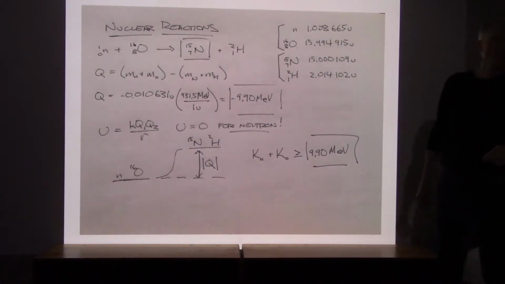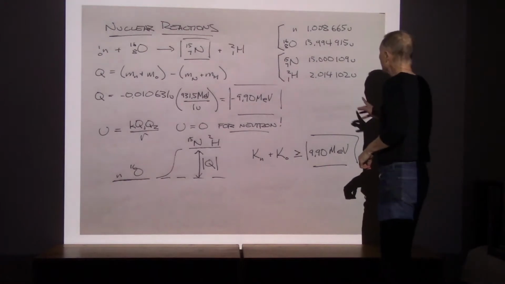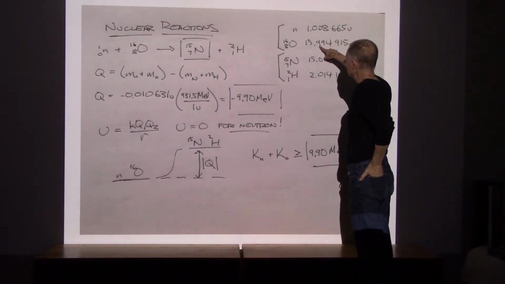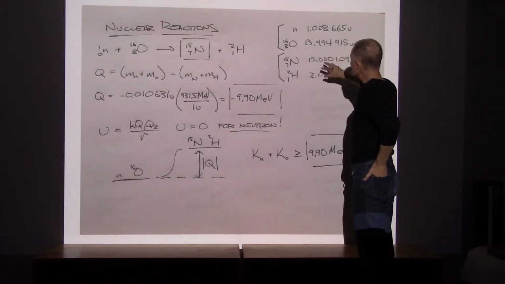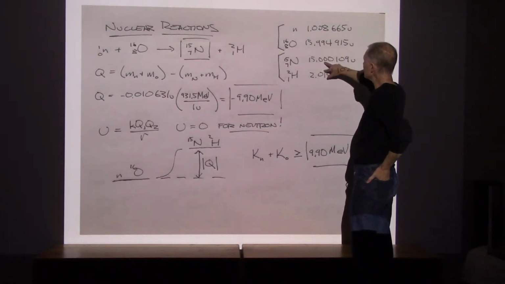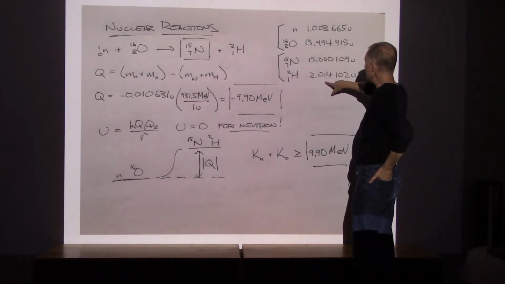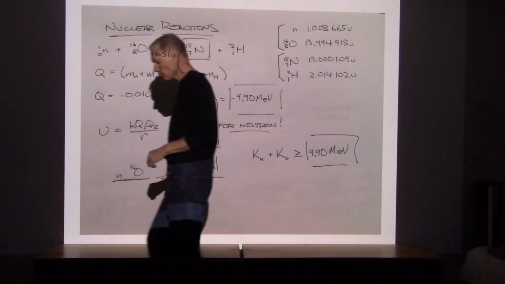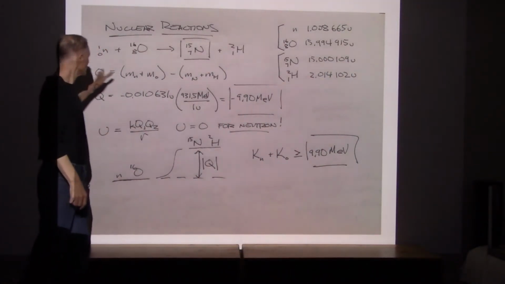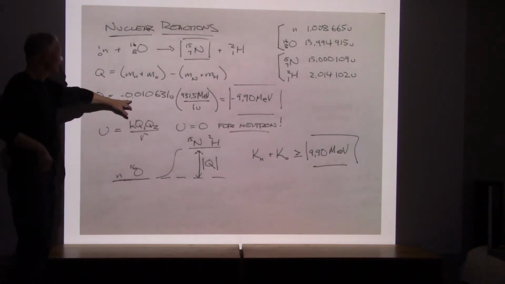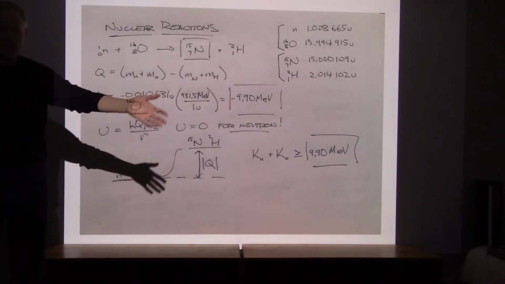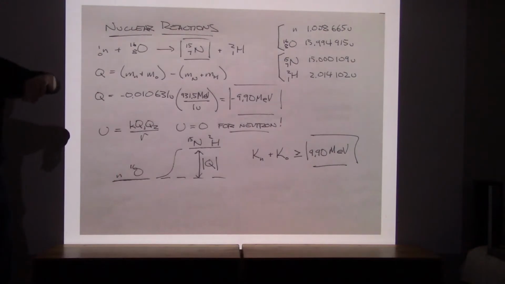So the Q value for this is going to be taking the mass of the nitrogen plus the mass of the oxygen, combining those together, and then subtracting off the mass of the nitrogen-15 and the hydrogen-2. Now when I put these masses in, I found a pretty big mass difference. And it turns out that the mass of the products, once again, are higher. In fact, this time much higher.